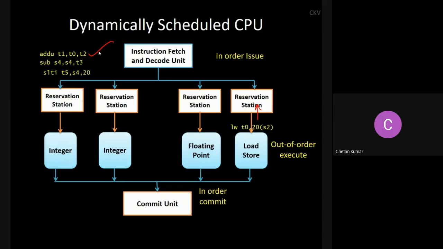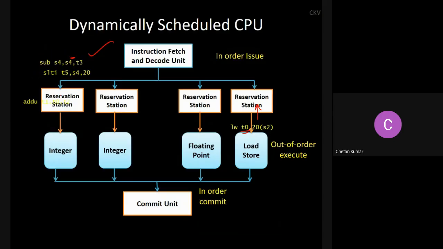Yes or no? Can I schedule T1, T0, T2 for execution? No. Why can't I schedule that? Because there is a dependency on T0. The load instruction has just started executing. We don't know how many clock cycles it might take. Even if it takes 1 clock cycle, unless the memory is read, you will not be able to get the T0 value. So it has to wait.